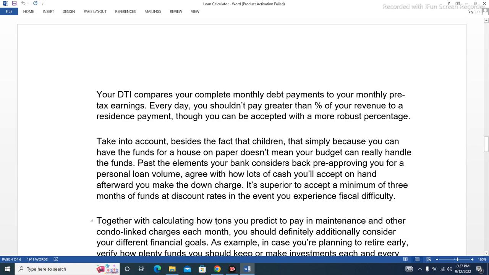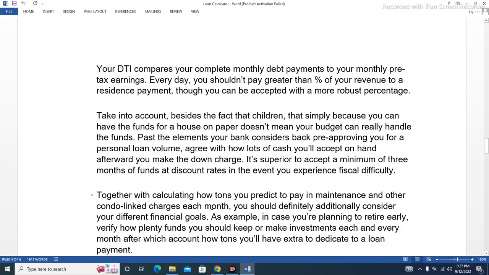Along with calculating how much you expect to pay in maintenance and other home related costs each month, you should also consider your other financial goals. For example, if you are planning to retire early, determine how much money you should save or invest every month, and then figure how much you will have left to dedicate to a loan payment.